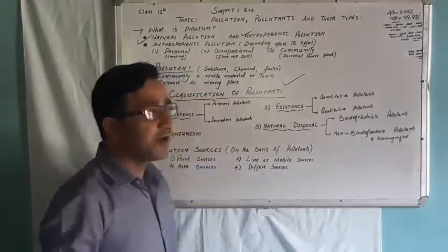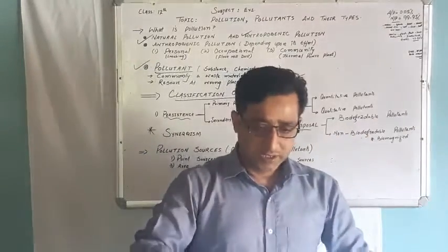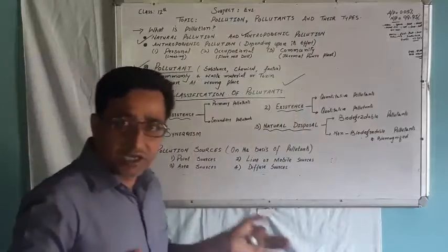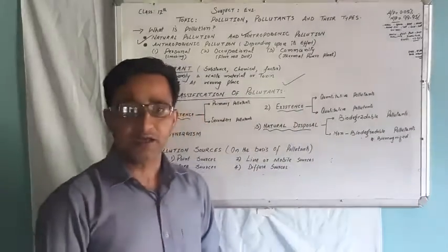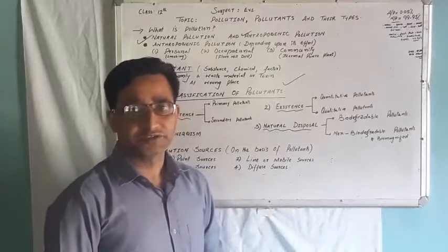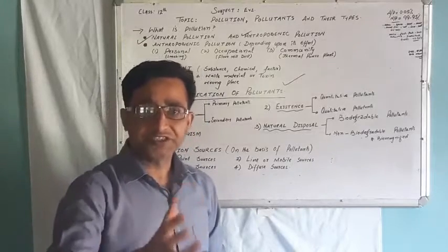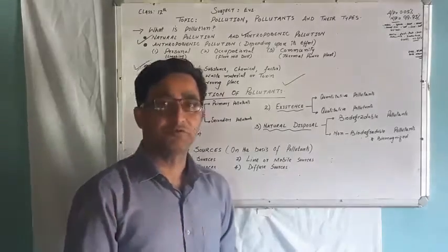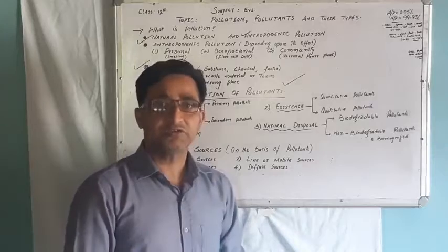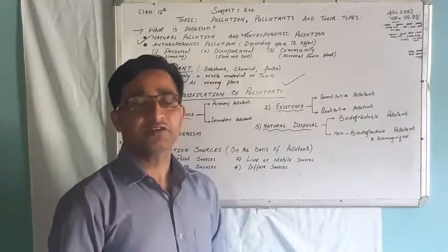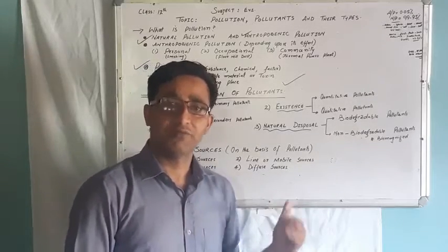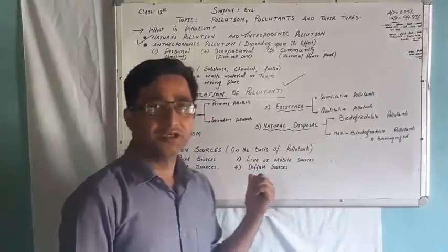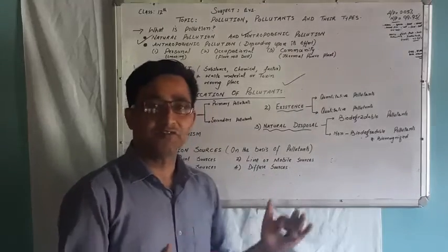How can we classify the pollutants? Basically, different criteria have been taken into consideration for classifying the pollutants. Criteria like persistence, existence, and natural disposal are taken into account for classifying the different categories of pollutants. Let us try to understand these classifications one by one.